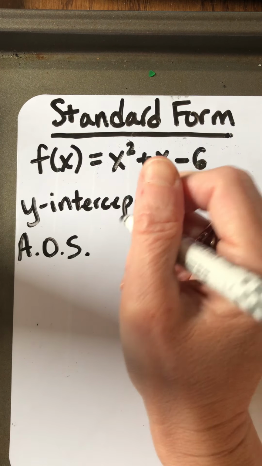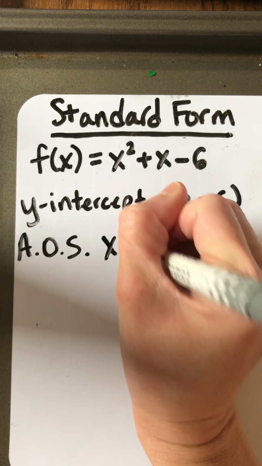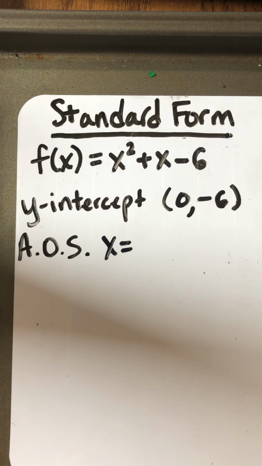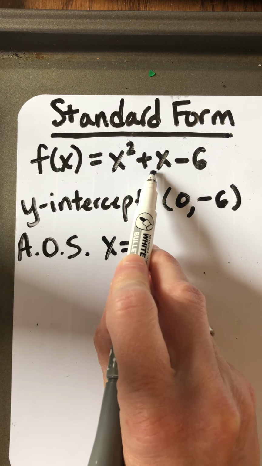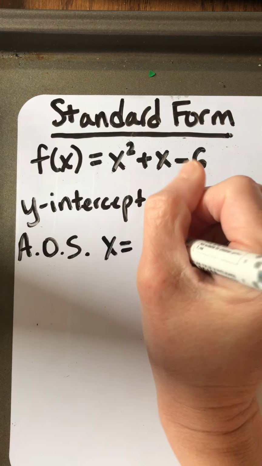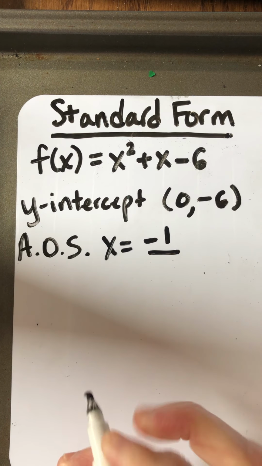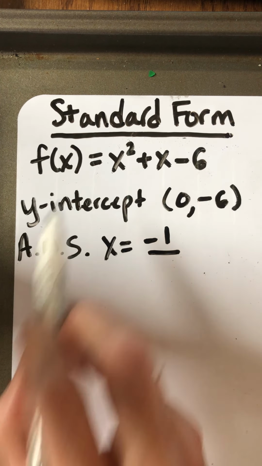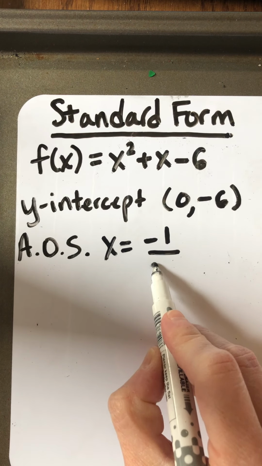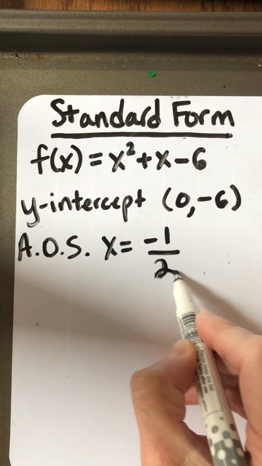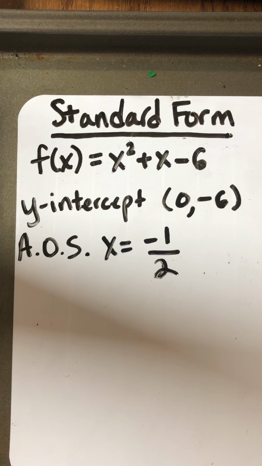So the formula that I use to find the axis of symmetry is x equals the opposite of b over 2 times a. The opposite of b is the opposite of 1, which is -1, over 2 times a. A in this case is 1, so 2 times 1 is 2. So our axis of symmetry is going to be -1/2, or if you prefer to write that as a decimal, -0.5. So that's our axis of symmetry.